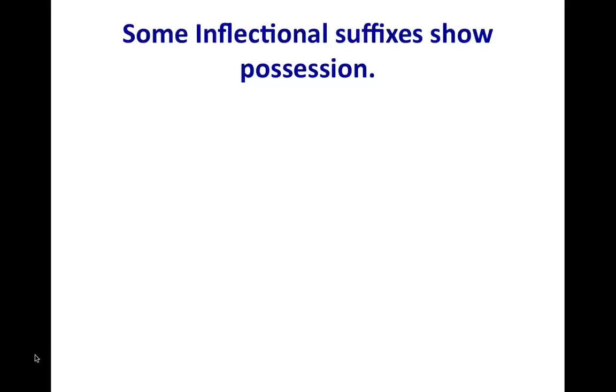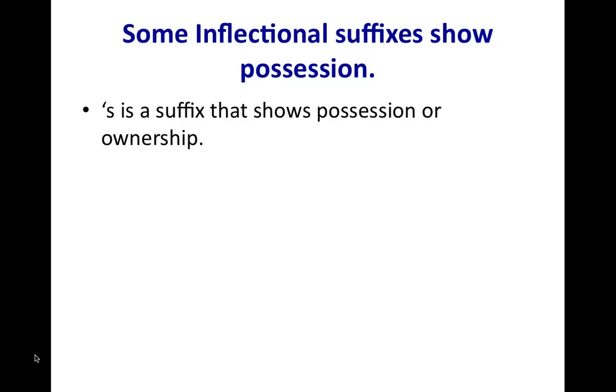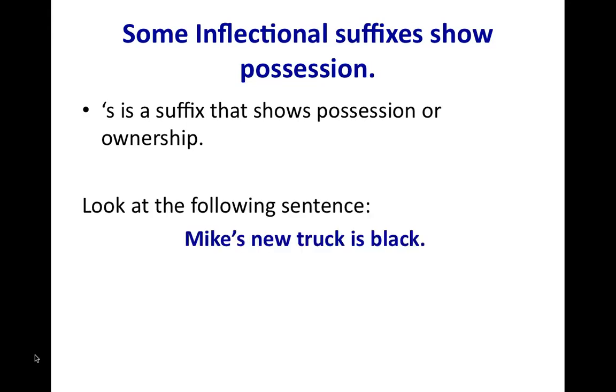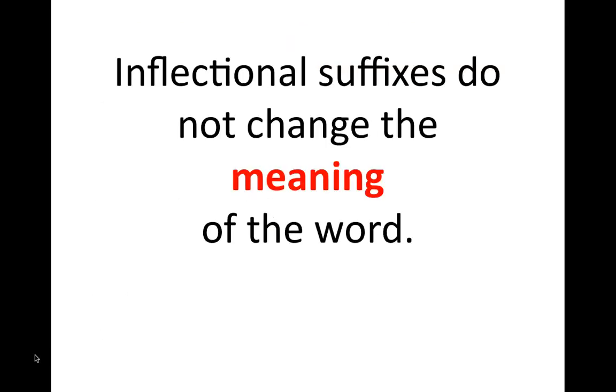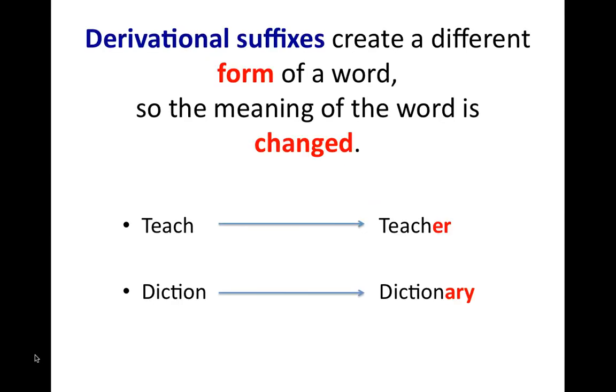And some inflectional suffixes show possession. Apostrophe S is a suffix that shows possession or ownership. Look at the following sentence. Mike's new truck is black. The apostrophe S is added to the word Mike to show that Mike possesses or owns the truck. Inflectional suffixes do not change the meaning of the word.